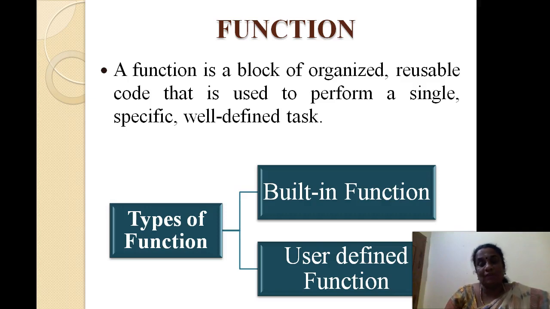In Python, we have two types of functions. One is called a built-in function and the other is called a user-defined function. As the name itself indicates, in a built-in function, the function has already been defined, and then we can use that function. So it is called a built-in function. In a user-defined function, we can define our own function. So it is called a user-defined function.